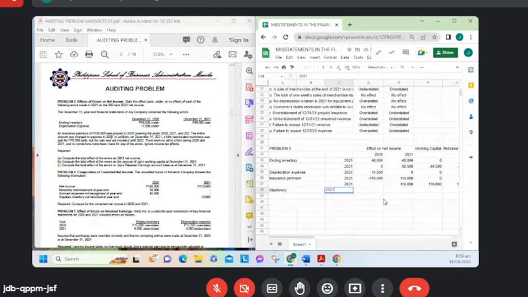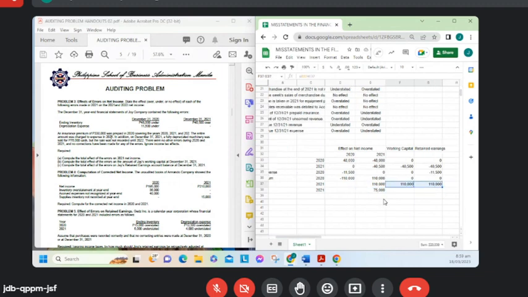2021. So it was sold for 75,000 cash, but the sale was not recorded until 2022. So it means there is an understated other income in 2021 resulting to understated net income. So that will result to additional net income.